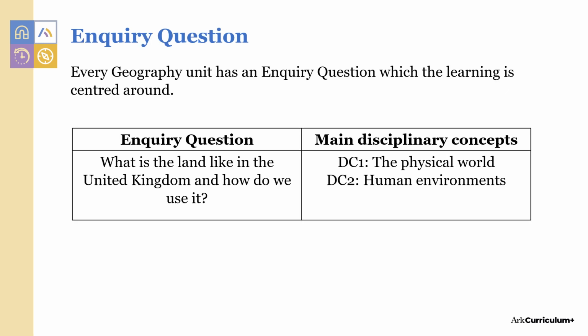Every geography unit has an inquiry question which the learning is centred around. This inquiry question is answered by pupils at the very end of the unit to assess their knowledge. The inquiry question for this unit is: what is the land like in the United Kingdom and how do we use it? The main disciplinary concepts are DC1, the physical world, and DC2, human environments.